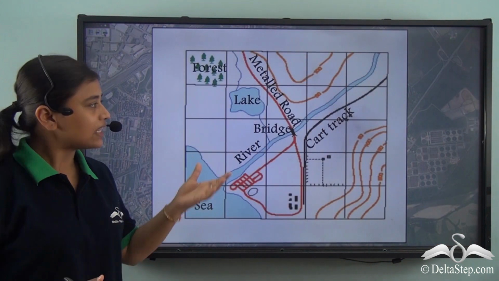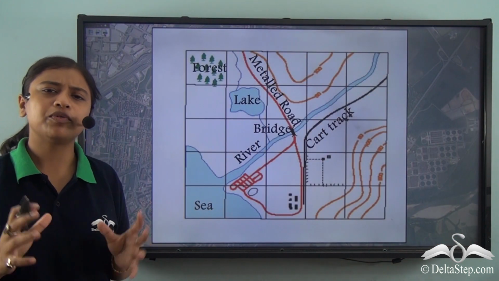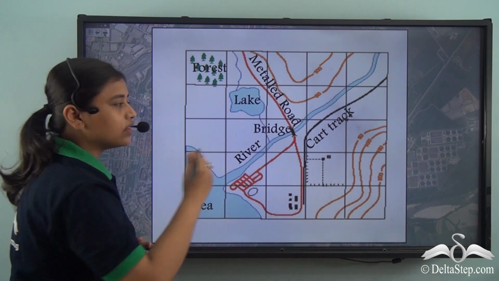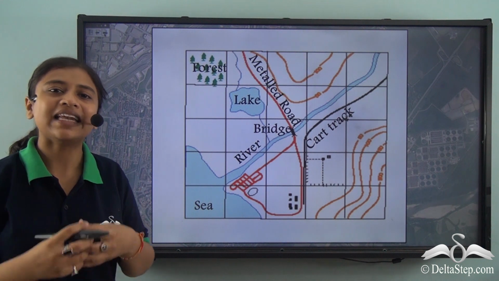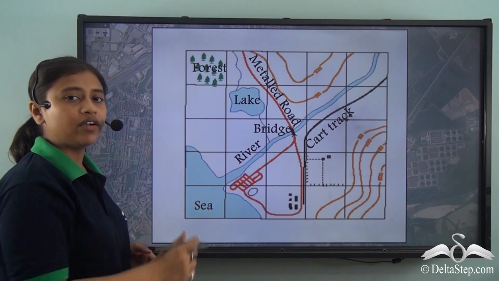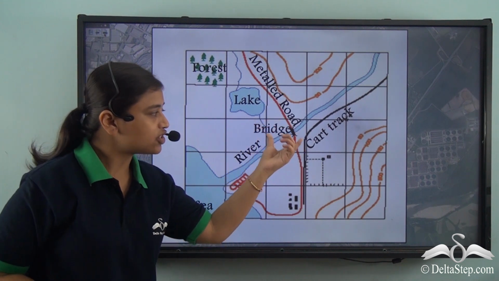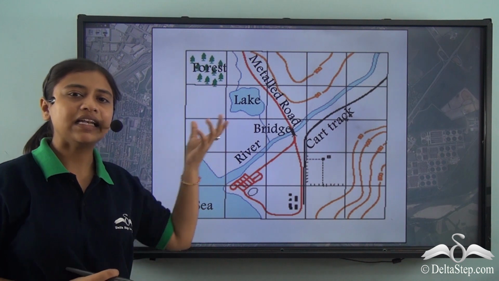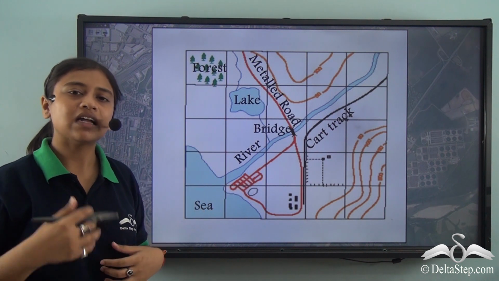Now take a look at this portion of a topographical map. We see that all the things on the given plot have been named, be it the forest, the lake, the river, the sea, the bridge in the metal road or the cart track. Everything has been labeled. Now take a look at another map.